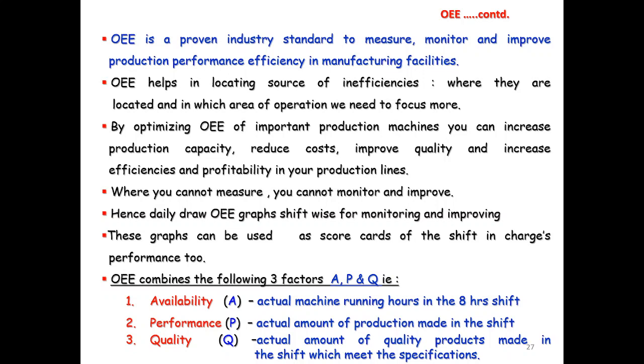OEE combines the following three factors: availability, performance, and quality. Availability means how many hours the machine actually ran in the 8-hour shift. Performance means how much actual production was made in the shift. Quality means how much of the actual production made in the shift consists of quality products which meet the required specifications.